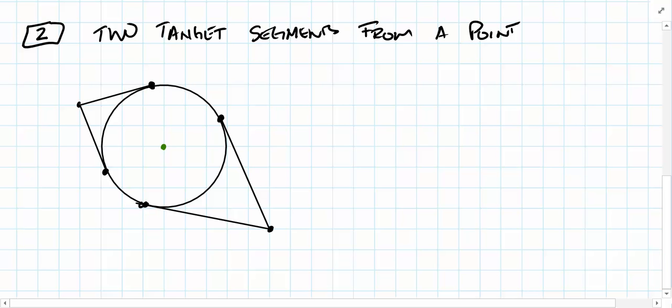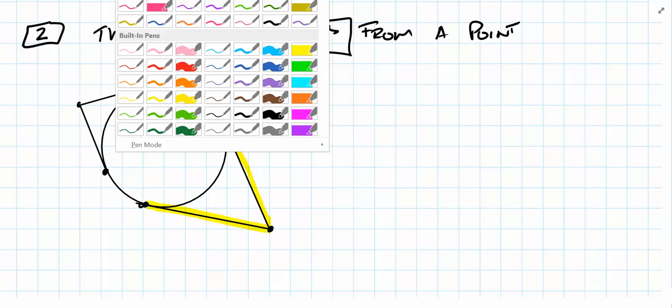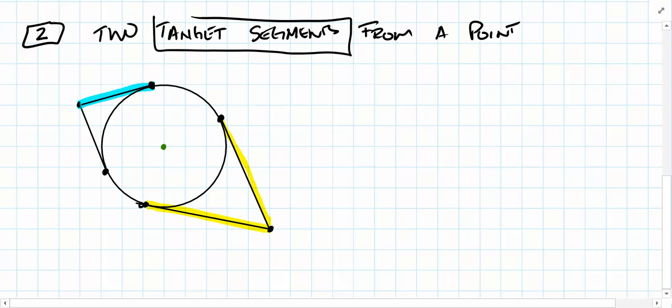Okay, so you can draw two tangent segments. So we're talking about tangent segments, so I can draw two of them from each point. Here's a tangent segment, and here's a tangent segment for that point, and here's a tangent segment, and here's a tangent segment for that point. Is that fair enough to say so far? Okay, if you had to take a guess, what would you think is true about those two tangent segments?